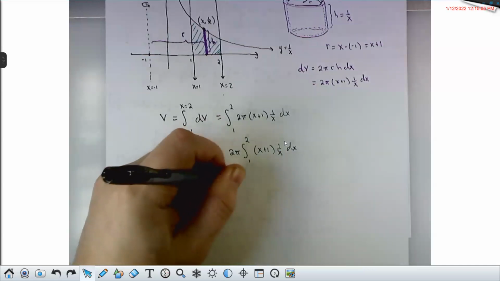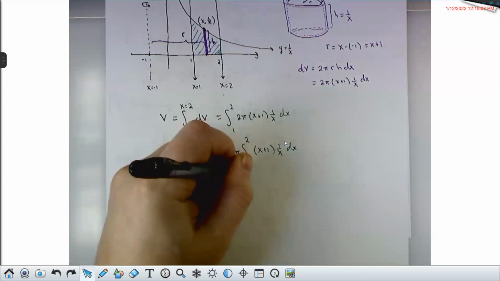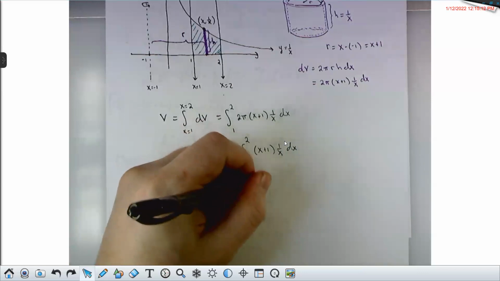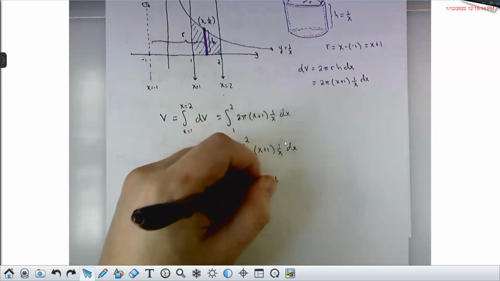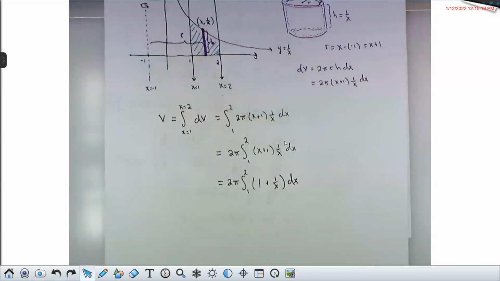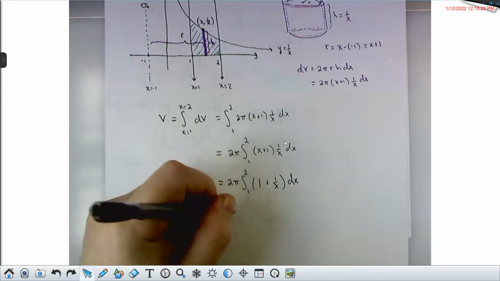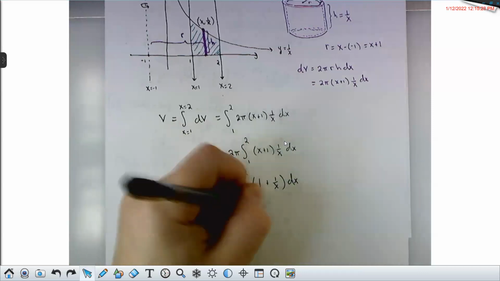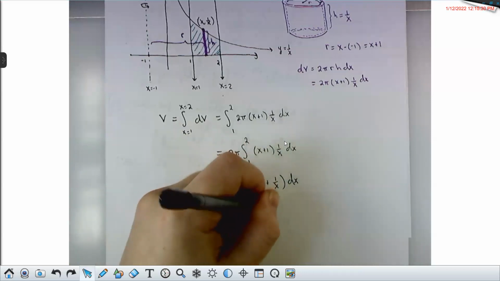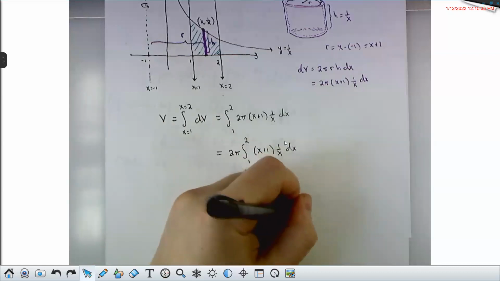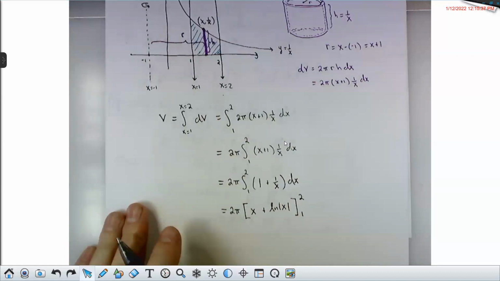So I'll get 2 pi integral 1 to 2. 1 over x times x is 1, plus 1 over x times 1 is 1 over x dx. Now this, I do need to know how to find an antiderivative for. Antiderivative of 1 dx is just x, plus antiderivative of 1 over x dx is the natural log of the absolute value of x. And we evaluate from 1 to 2.